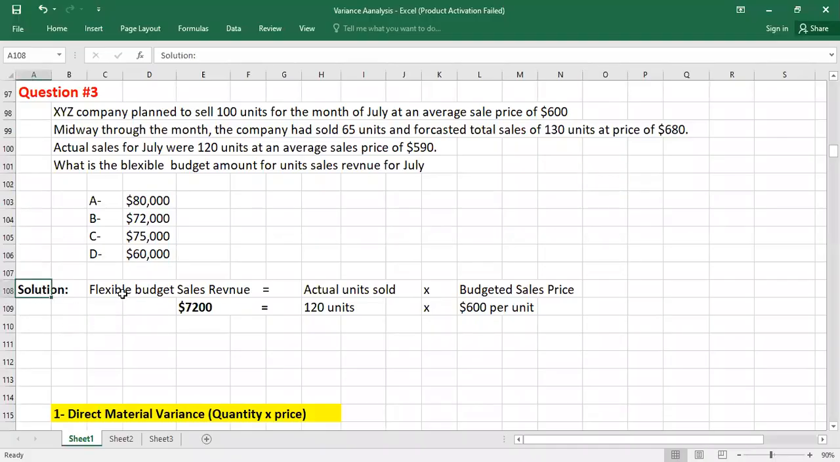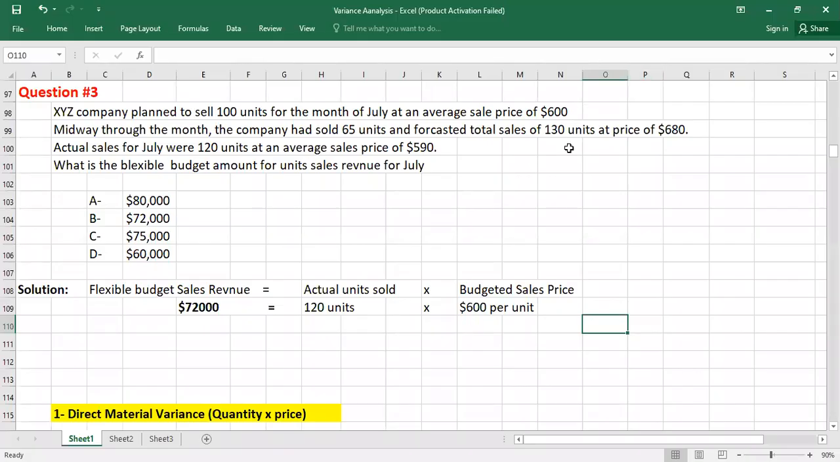So here is the solution. Flexible budget sales revenue you have to calculate, and we know it is equal to actual units sold times budgeted sale price. Actual units sold are 120 units, which is given in the question. We just need to multiply with the budgeted sales price from the static budget, and budgeted sale price was 600 per unit, which is available at the start of the question. So what we will get: 120 times 600 dollars, so you will get $72,000. I hope it is clear.